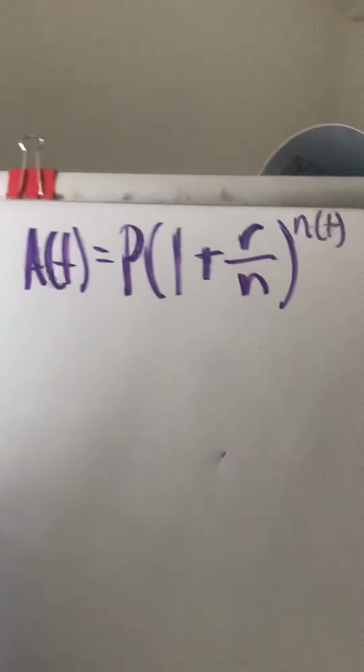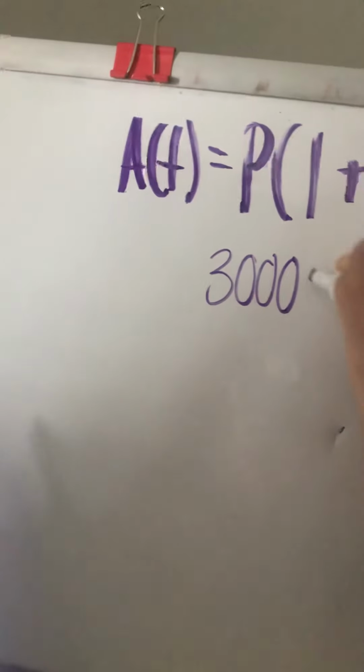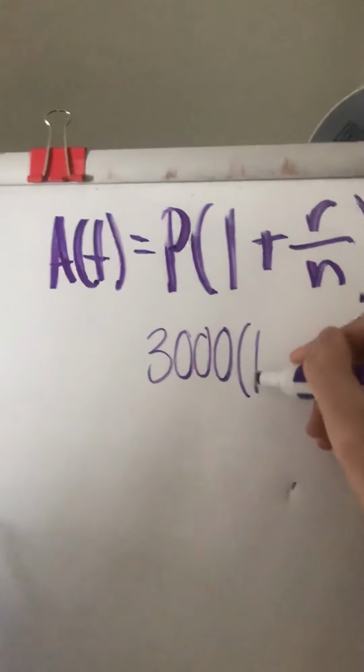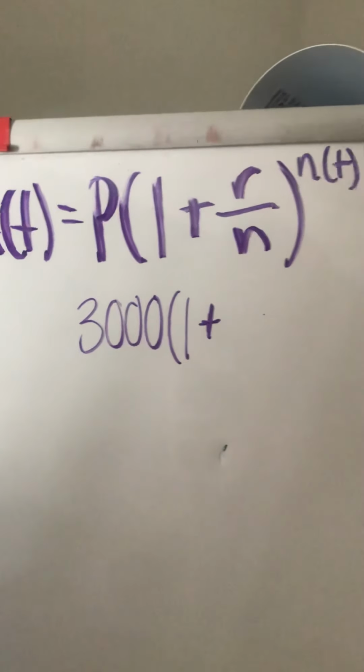So if I'm looking at this problem here, this is your formula. I know that the initial amount she started with is that $3,000, so I'm plugging that in for p. That 1 is going to stay always, and since she's investing, I should be adding that value there.